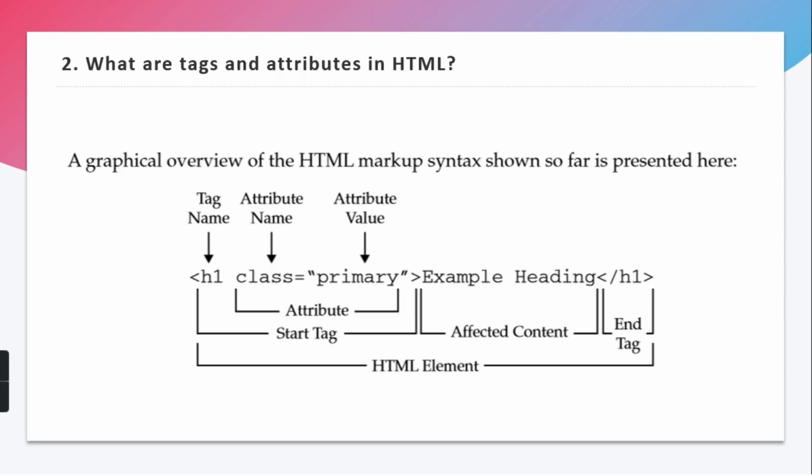Basically, an attribute is made up of two parts, a name and a value. Here, class is the name of the attribute and primary is the value we are assigning to the name. This is a graphical overview of HTML markup syntax.